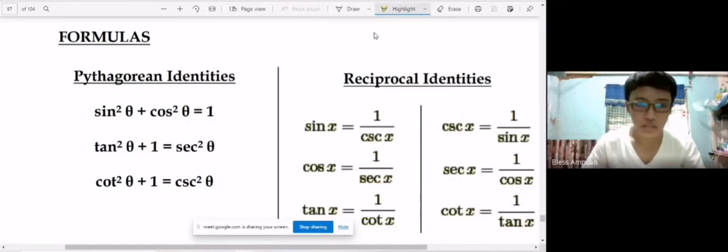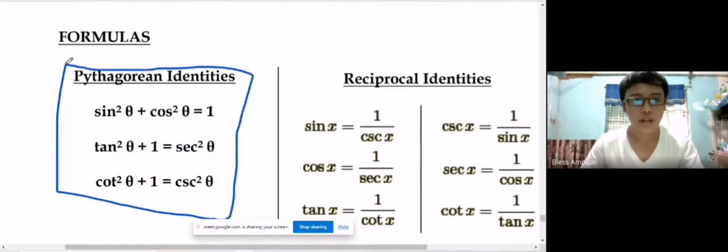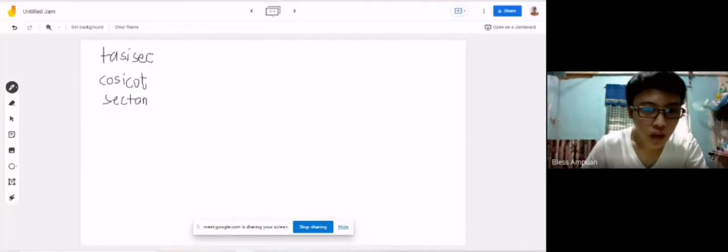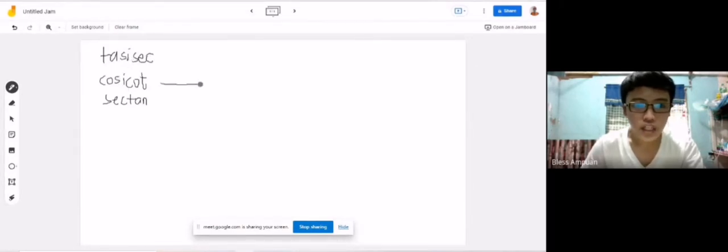I use this in terms of the Pythagorean identities, my own mnemonics. So, tasisik, cosecant, sectant. This is for the Pythagorean identities. Cosecant, sectant, then sen cos.